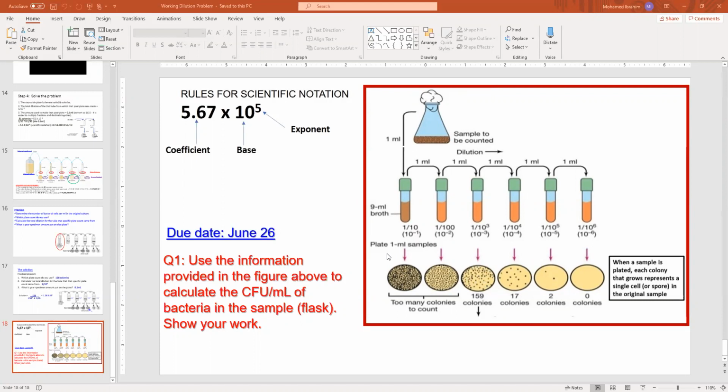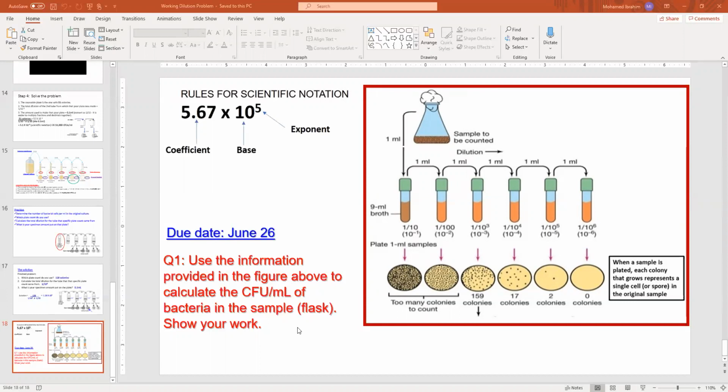So it will be, again, a very simple math. Colony forming unit will be the number of colonies, 159, divided by the total dilution, which is 10 to the minus 3, times 1, which is the amount plated. Okay, then it will be easy math. You can get the number of colony forming unit per ml.